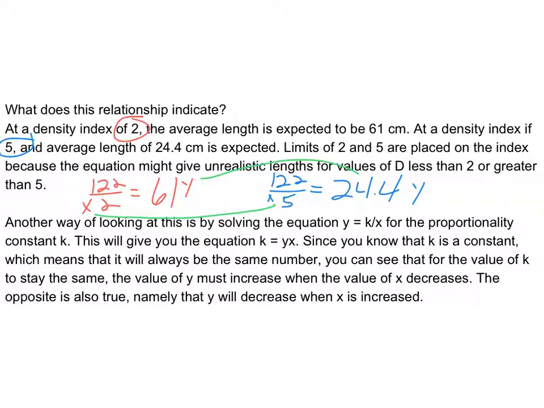Another way of looking at this is by solving the equation for k. So again, we look at y is equal to k divided by x. To get rid of the x, we multiply everything by x. So y times x is equal to k, because the x's cancel out. Since k is a constant, that means it will always be the same number. You can see that for the value of k to stay the same, the value of y must increase if the value of x decreases. The opposite is also true, so y would have to decrease if x gets bigger.